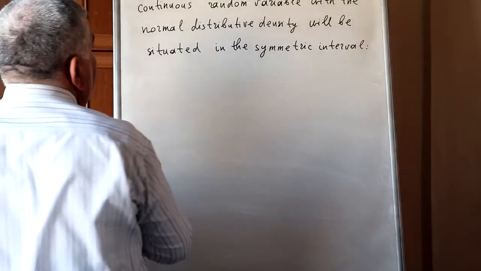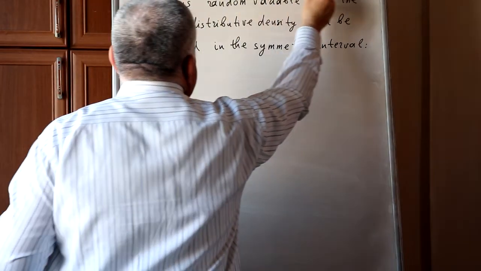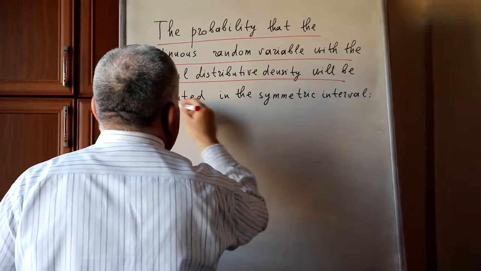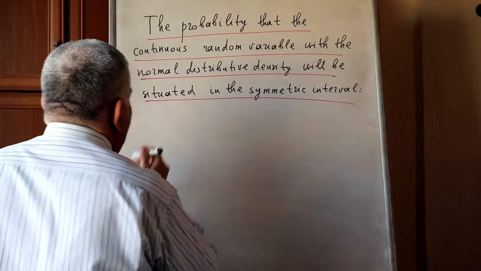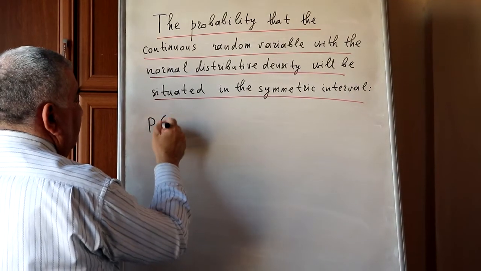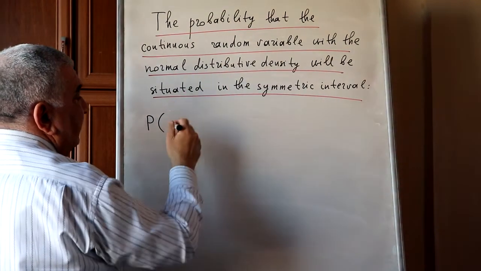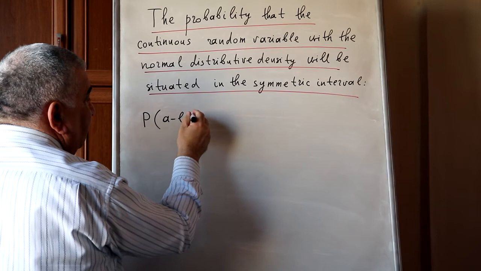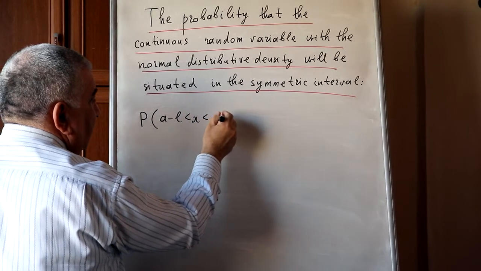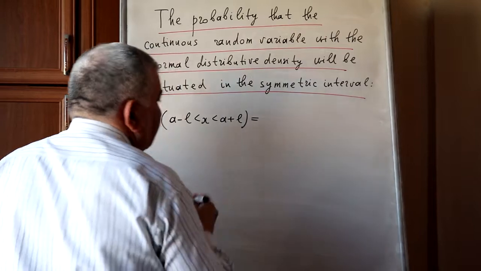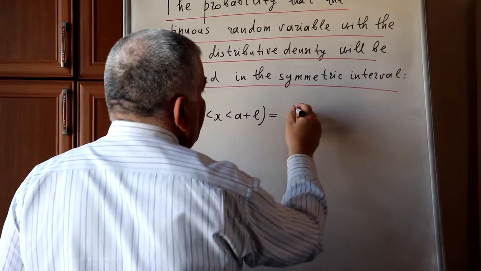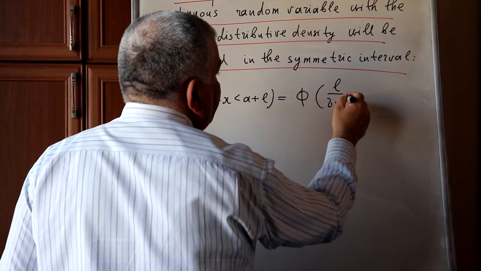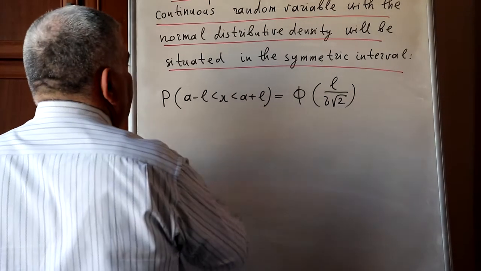Already you know this topic and its final formula. Probability that continuous random variable x will be situated between A minus L and A plus L is equal to phi capital of L over sigma square root of 2, which is very important formula.